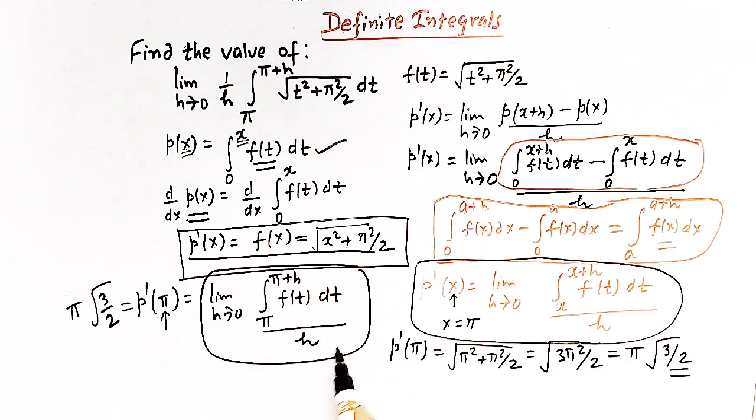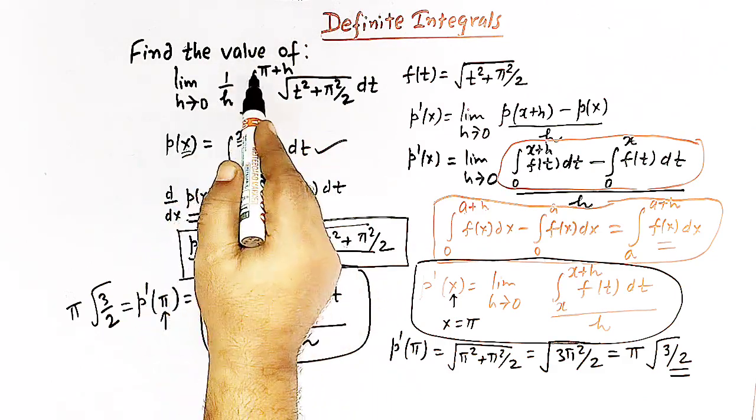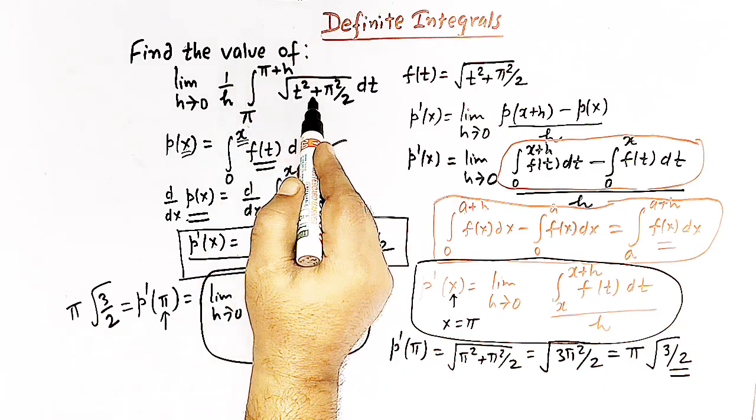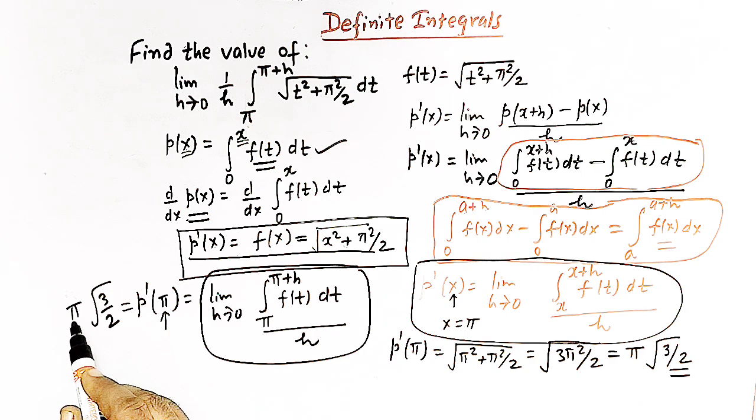So the value of this expression, that is the limit h tends to 0 of 1 over h times the integral from pi to pi plus h of the square root of t square plus pi square over 2 dt, is equal to pi times the square root of 3 over 2.